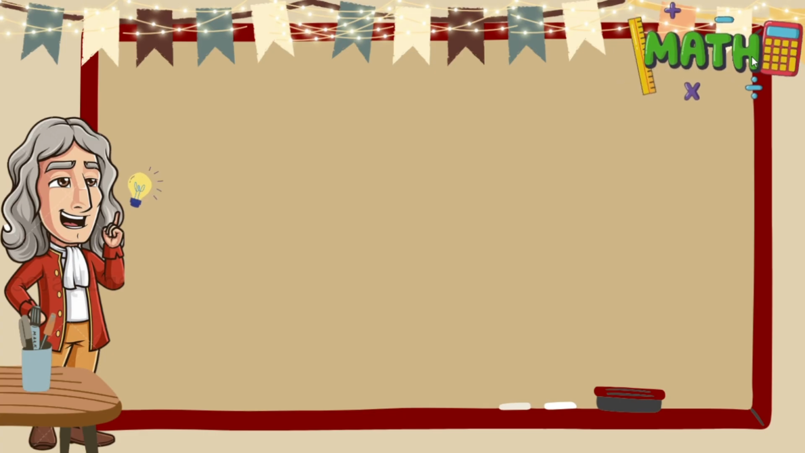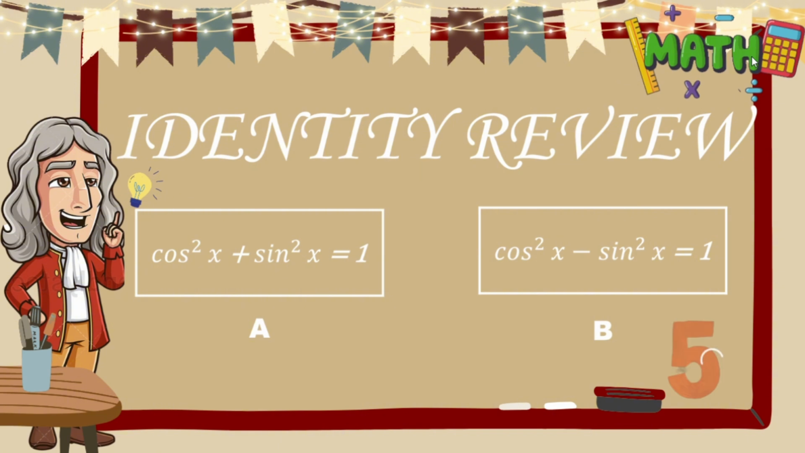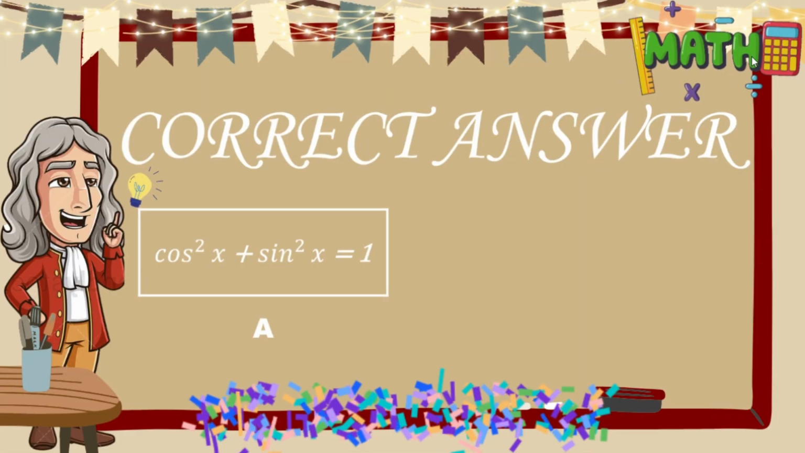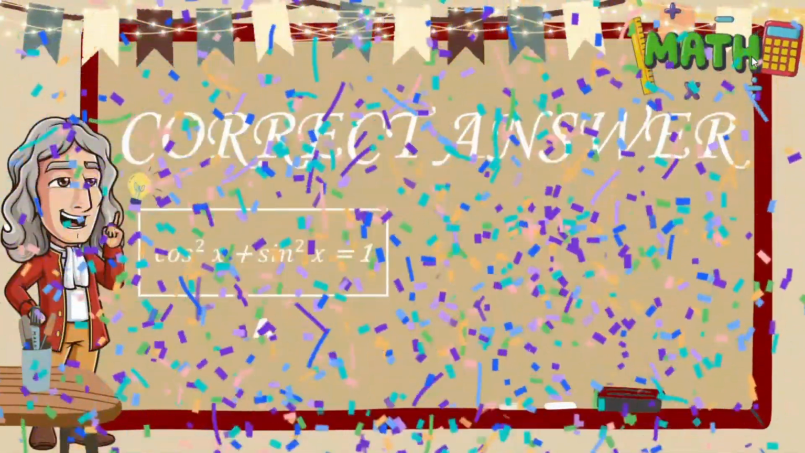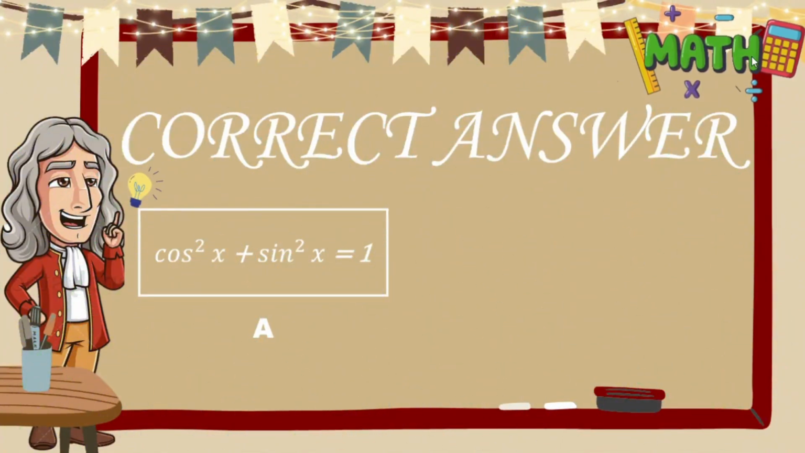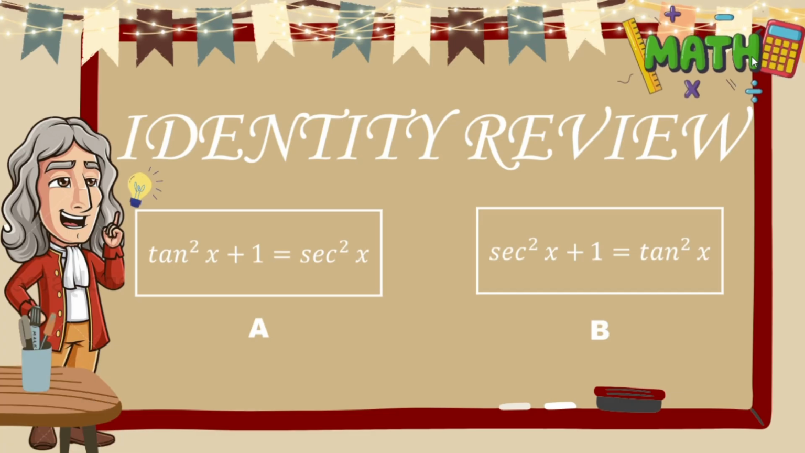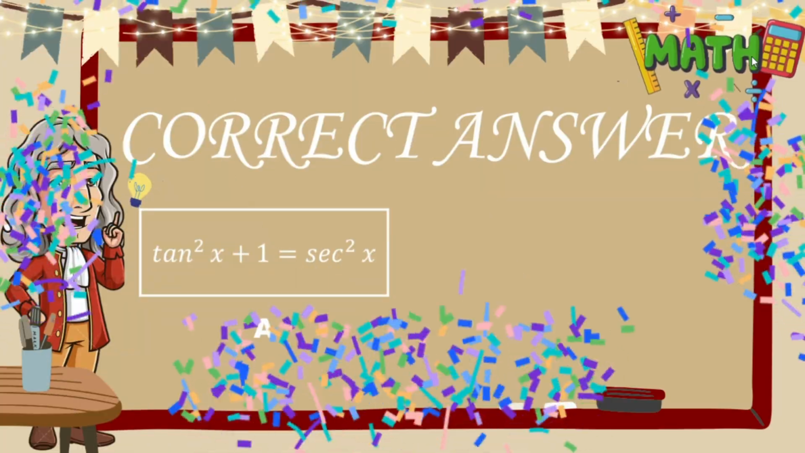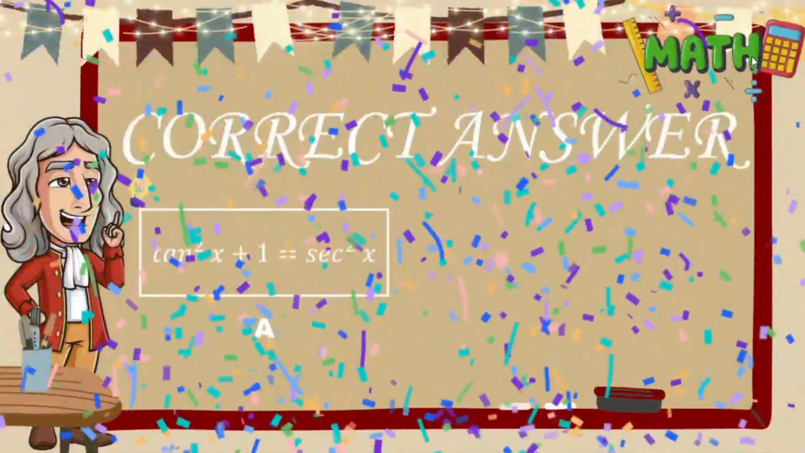For item number 1. The correct answer is letter A. Let us have item number 2. Which of the following is the correct identity? A or B? The correct answer is letter A.